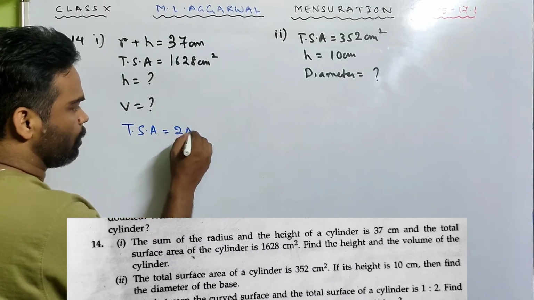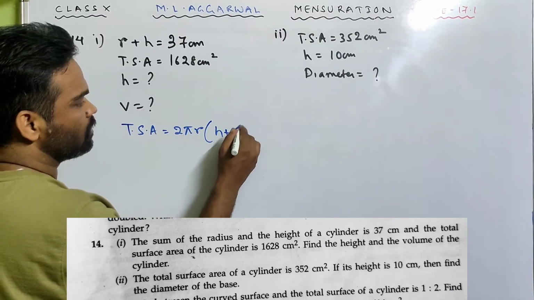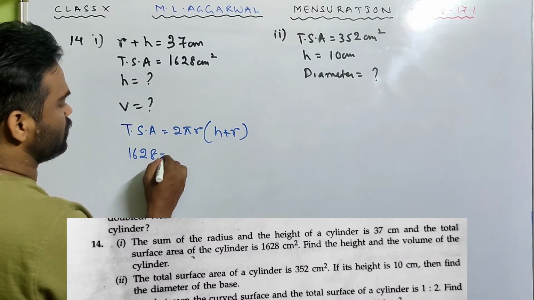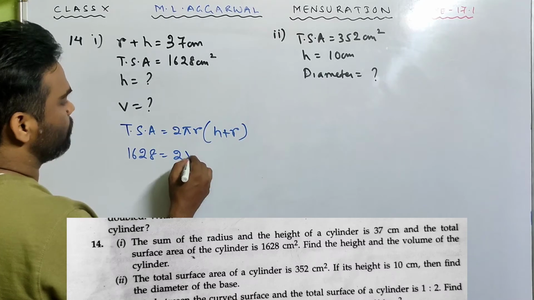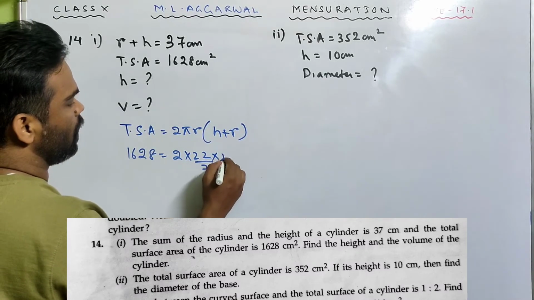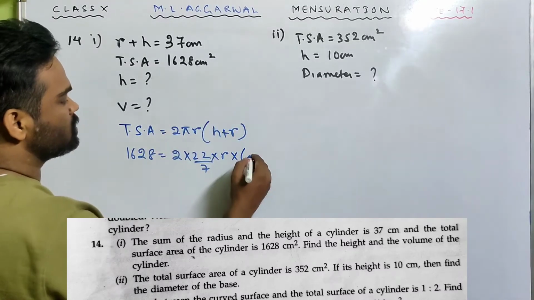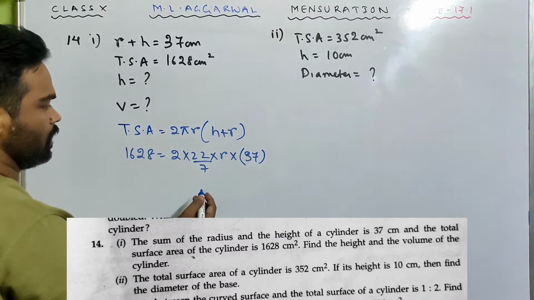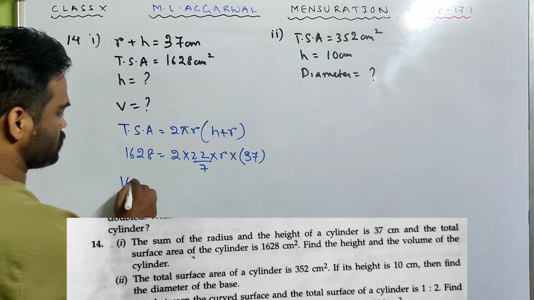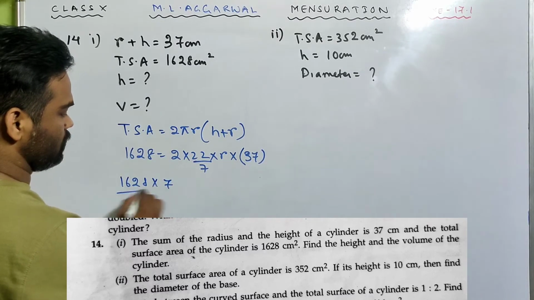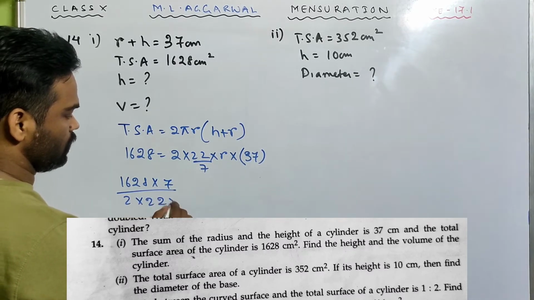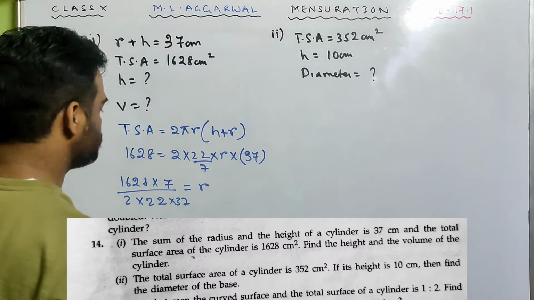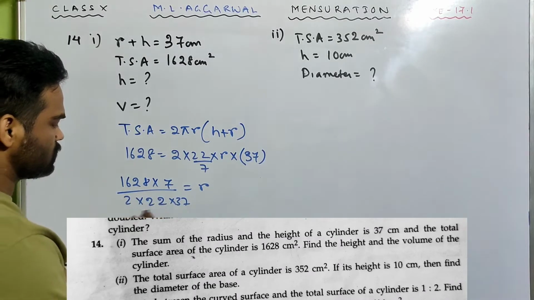TSA is 2 pi R (H plus R). Yes or no? Just put the value. 1628 equals 2 pi R and H plus R is 37. Yes or no? Now this becomes 1628 multiplied by 7 by 2 into 22 into 37 equals R. This is your radius. Just solve this.